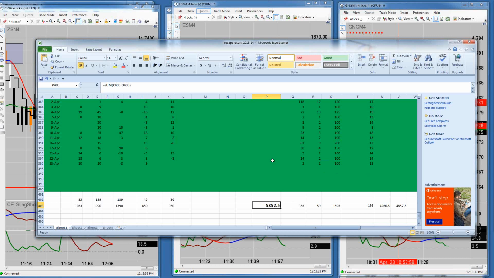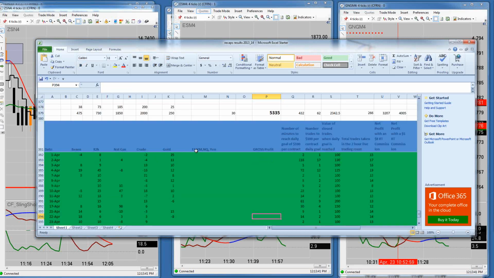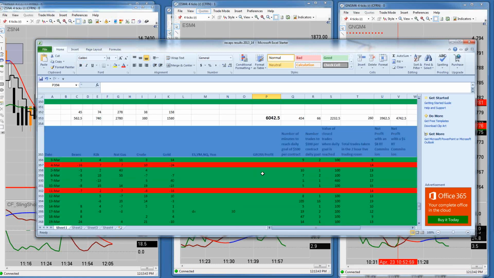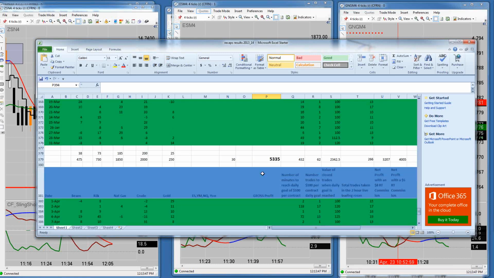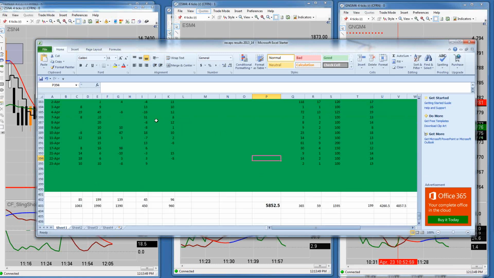Currently, for the month of April, we are up $5,852.50. 58, 52, 50. Every month, when we start the month out, sometimes it seems like it's just going slow. But this month, well, so far so good. All green days.